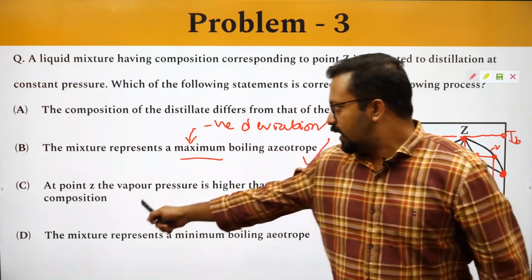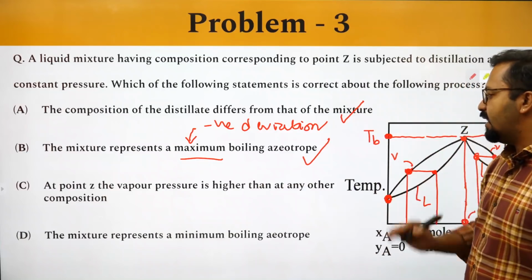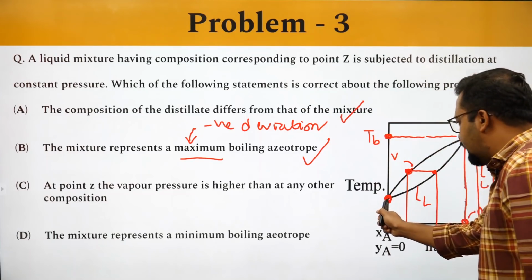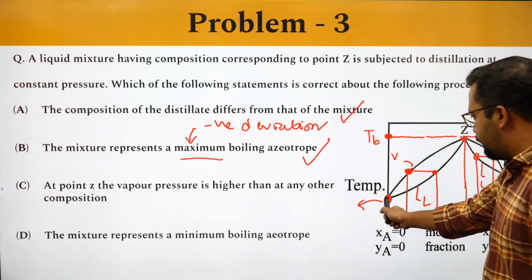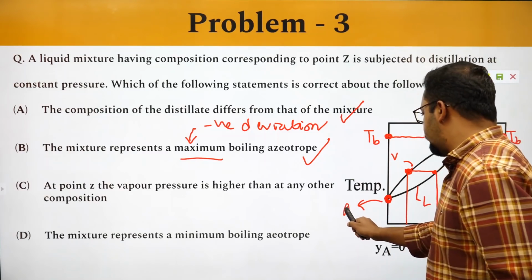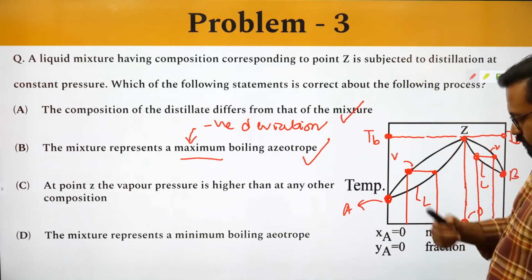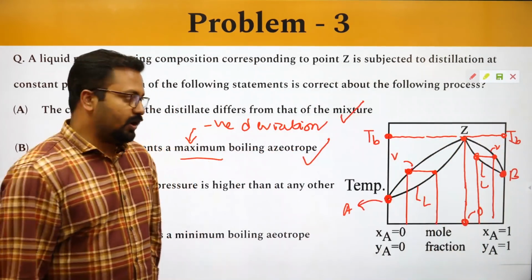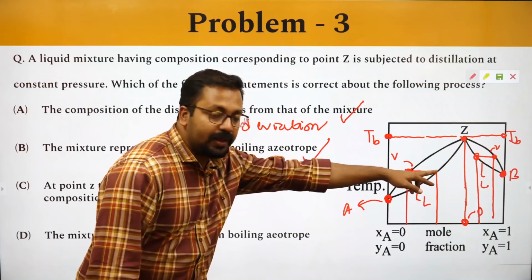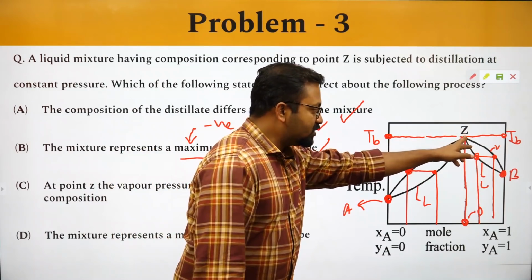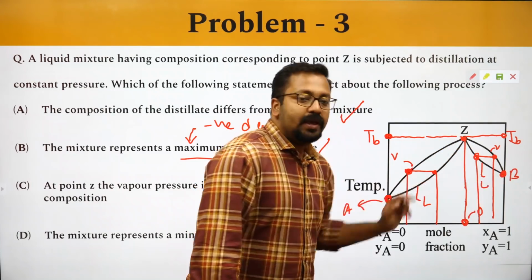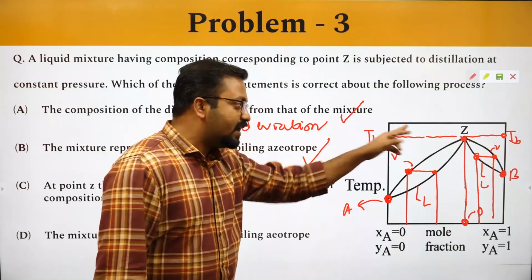Next point. At point Z, the vapor pressure is higher than at any other composition. Here the boiling point is higher, so let us take this liquid, whose boiling point is the lowest. Let's say this is pure liquid A and that is pure liquid B. Then this liquid has a vapor pressure higher than B, but this point has a vapor pressure lower than even B. That is the reason the boiling point of Z is higher than B.